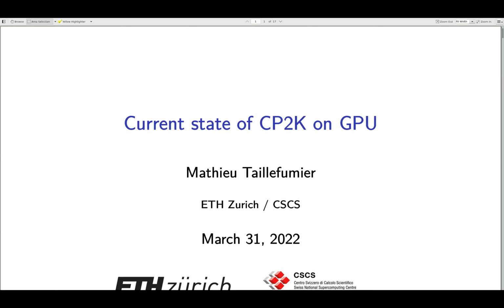So I'm currently at ETH Zurich, working more specifically at the Swiss National Supercomputing Center in Lugano. So I'm not doing research, and I'm not using this software for research purposes. We are only developing it from a technical standpoint. And this is important to keep in mind, because we have a different view about how things can be ported and might be ported.